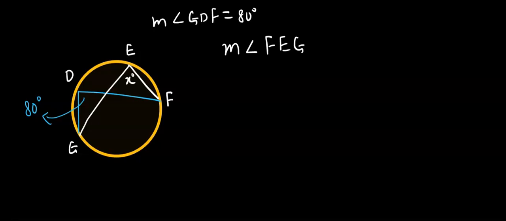Now, both of them have the same intercepted arc. I am coloring it green right here. So, same intercepted arc, GF. That means these two inscribed angles are congruent. If they're congruent, they're going to have the same angle measure. Therefore, the missing angle measure is also 80 degrees.